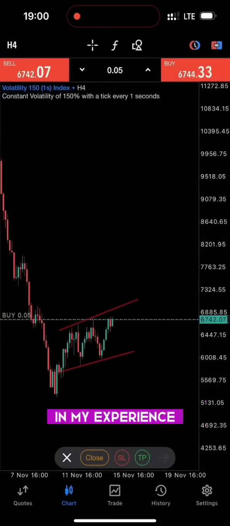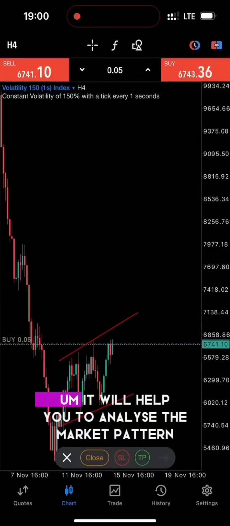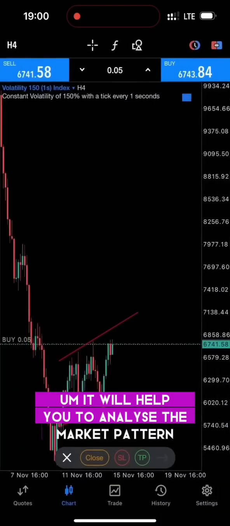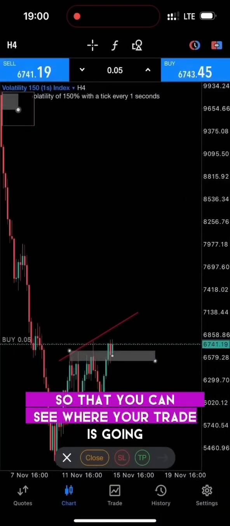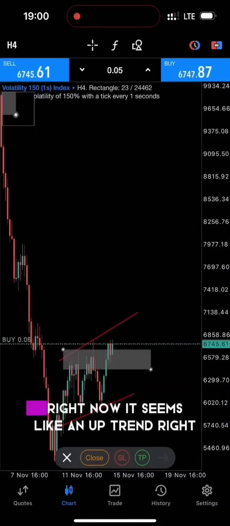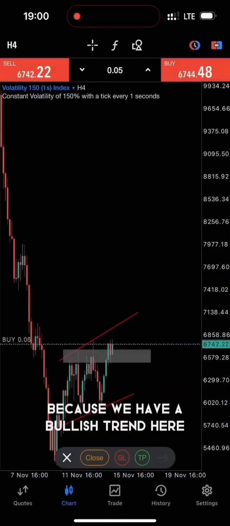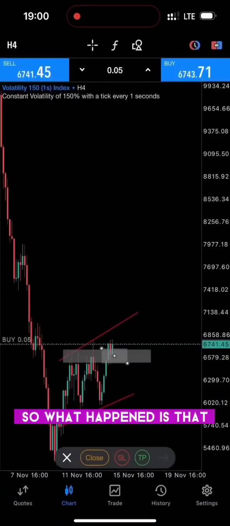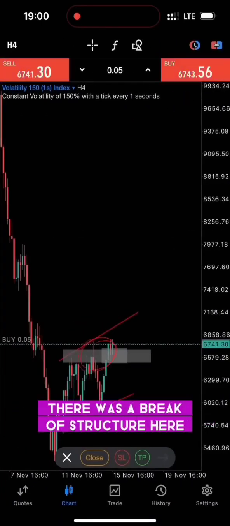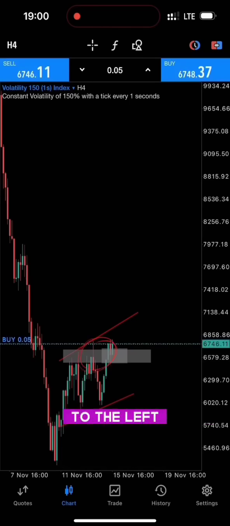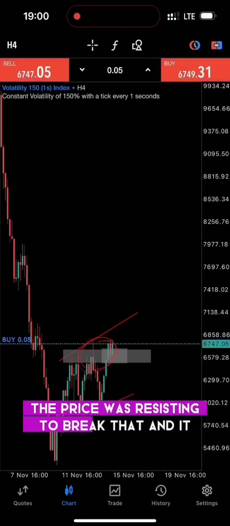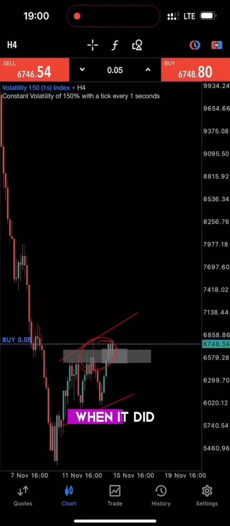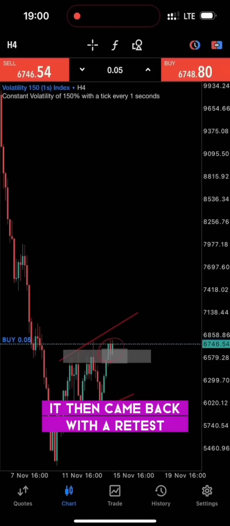In my experience, drawing trend lines will help you to analyze the market pattern so that you can see where your trade is going. Right now it seems like an uptrend, right? Because we have a bullish trend here. What happened is that there was a break of structure here to the left. The price was resisting to break that, and it finally did. When it did, it then came back with a retest in the 4-hour time frame there.